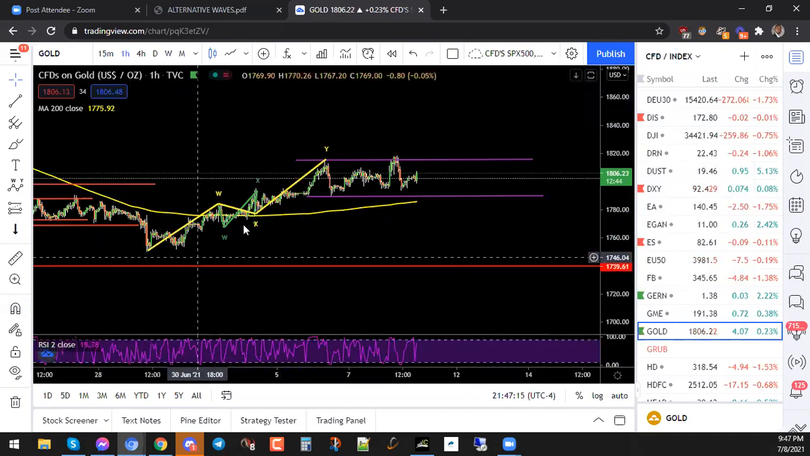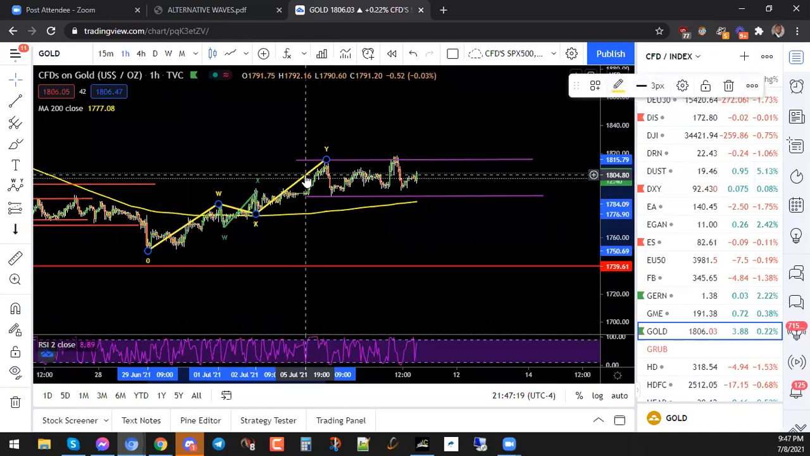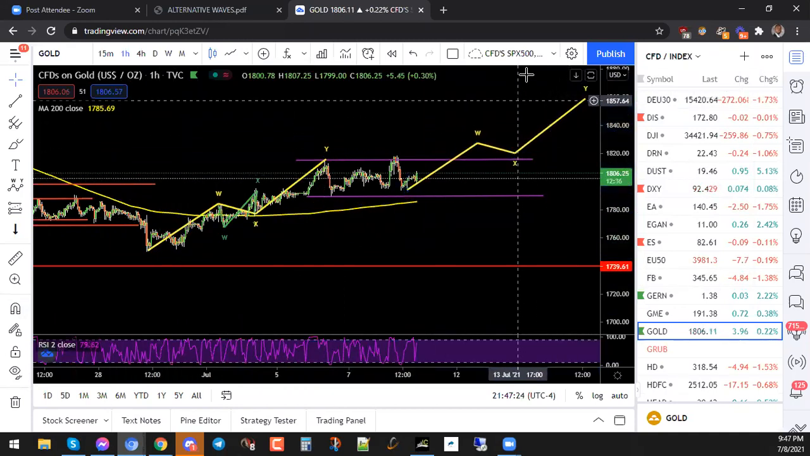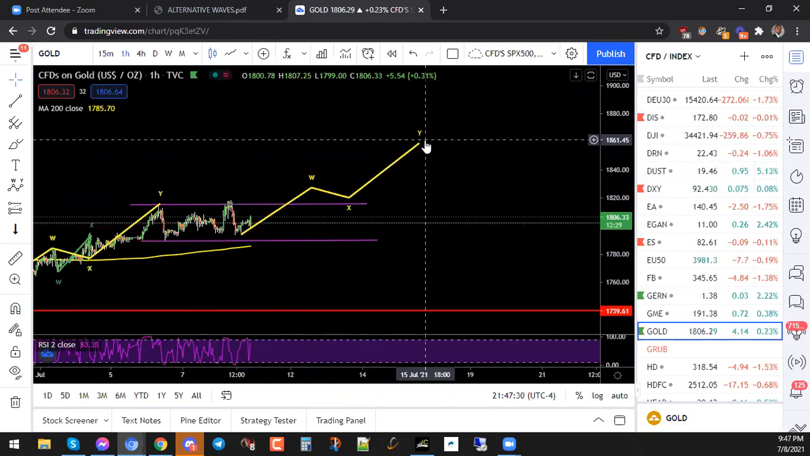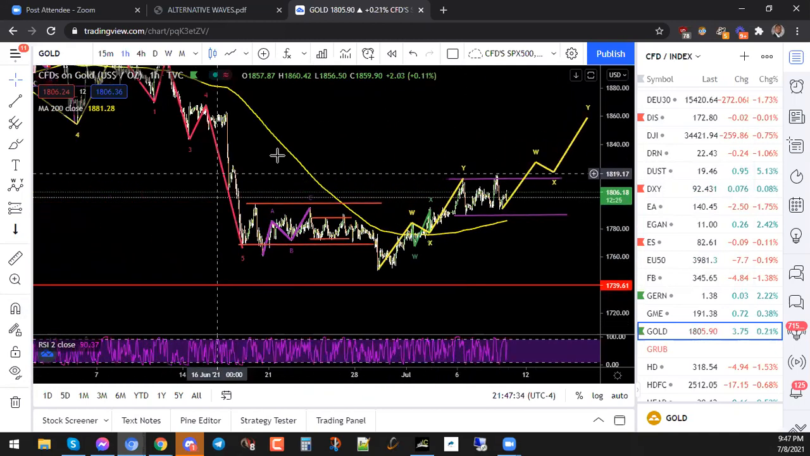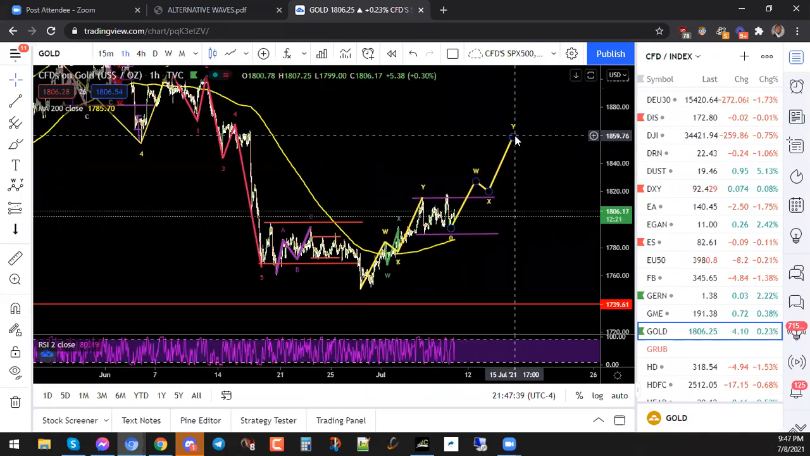Since this is a corrective move to the upside, I will expect something similar to that to come back over here, right? And with me using measured moves, I will assume that it's going to be the exact same length or close in length. So I'll expect gold to be moving to the upside, somewhere around here or so. And then we'll see what happens after that, okay?